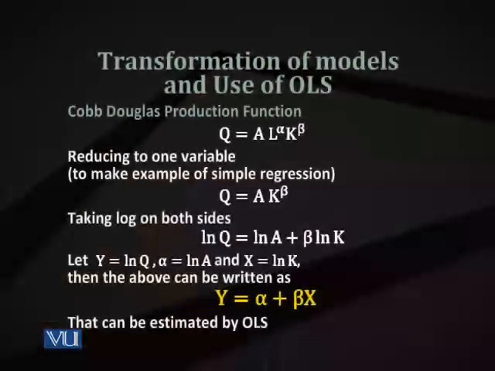In the slide, you see quantity, or the production, is equal to A times L raised to power alpha, K raised to power beta. In this case, we have two independent variables L and K, but as we perform only simple regression, we assume that quantity is a function of capital stock only, that is A K raised to power beta. To estimate the value of beta, you can take log on both sides. So log of Q is log of A plus beta times log of K.